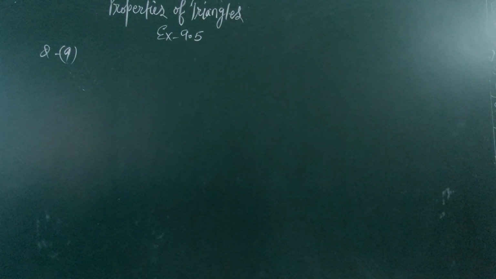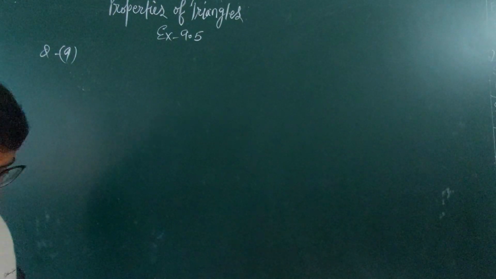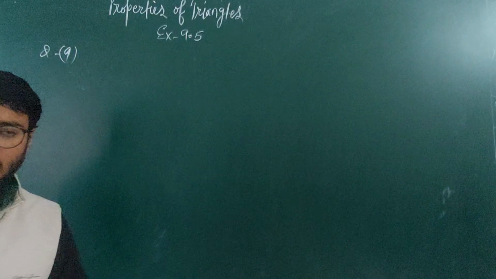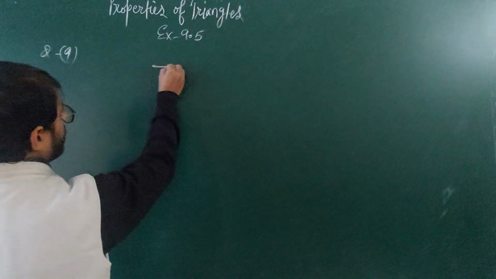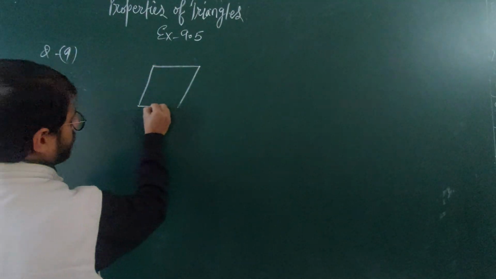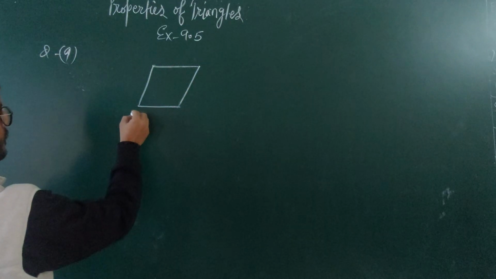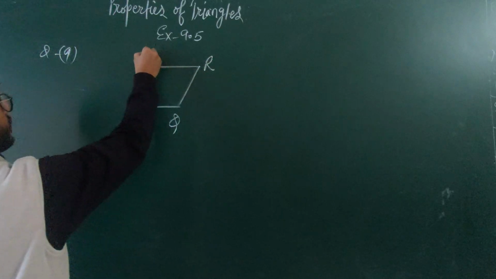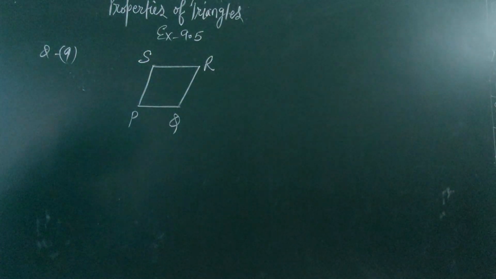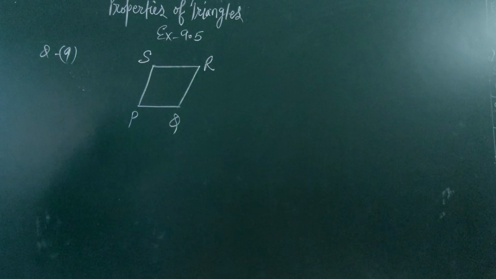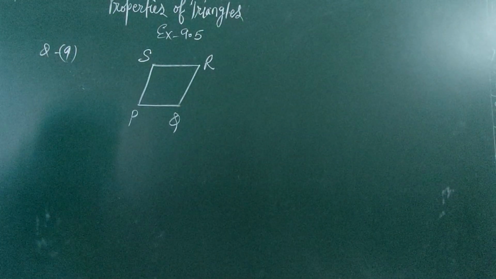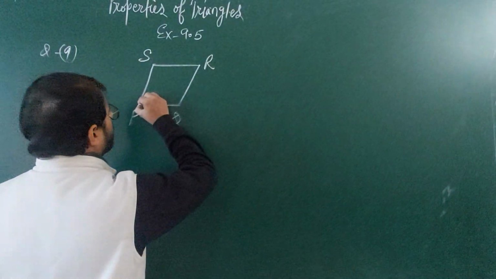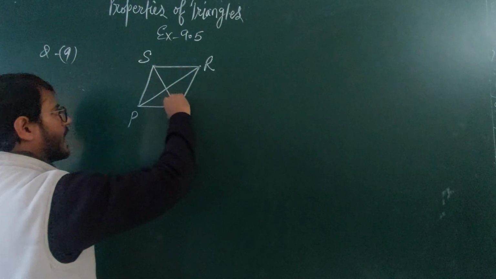In ninth question, the diagonals of a rhombus, stop here. It means we are dealing with a rhombus here. Draw a figure like a rhombus, say it is PQRS. Diagonals of a rhombus measure 16 centimeter and 30 centimeter. What is given to you? PR is given and SQ is given.